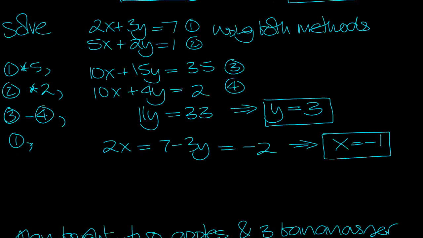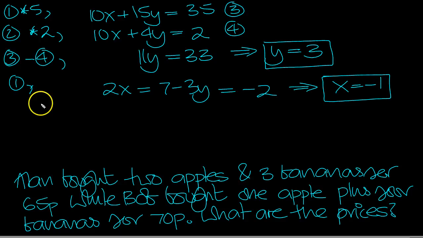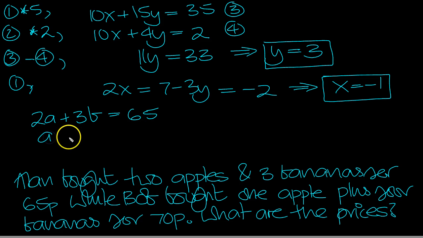Now let's go back to this problem here. I'll put the workings up here to start with, and then I'll scratch this in a moment. 2 apples and 3 bananas, let's write it like that, for 65p. And Bob bought 1 apple, 4 bananas for 70p.